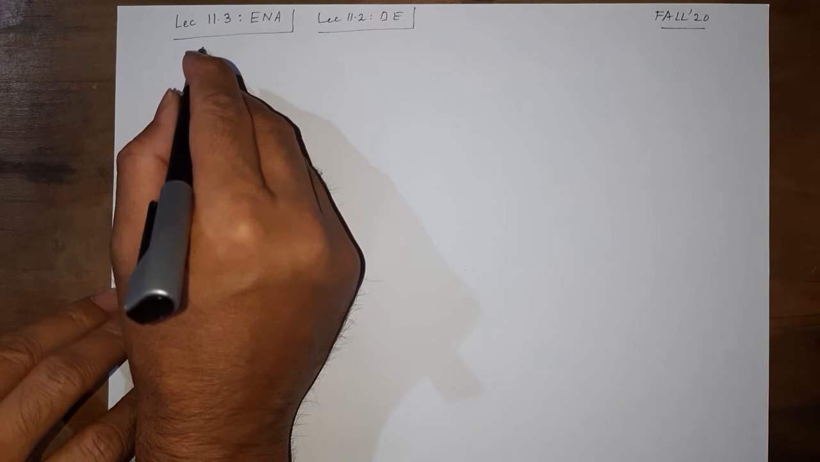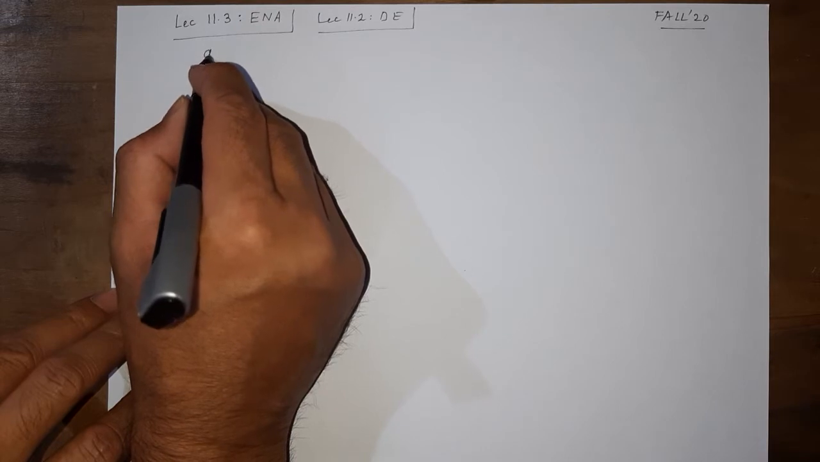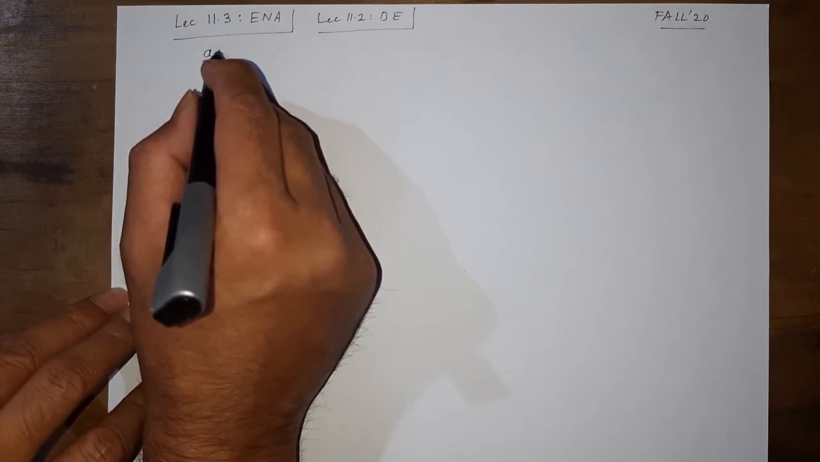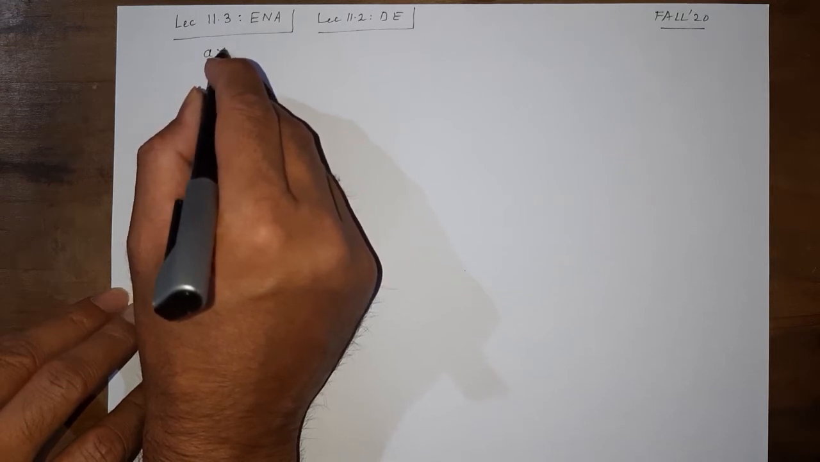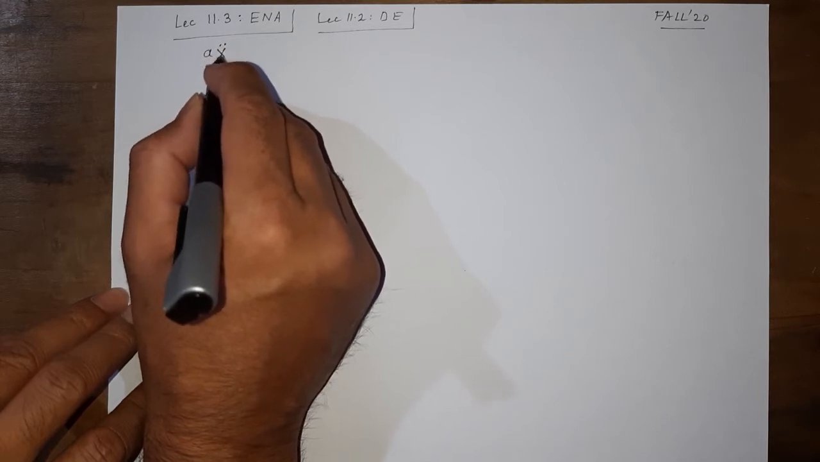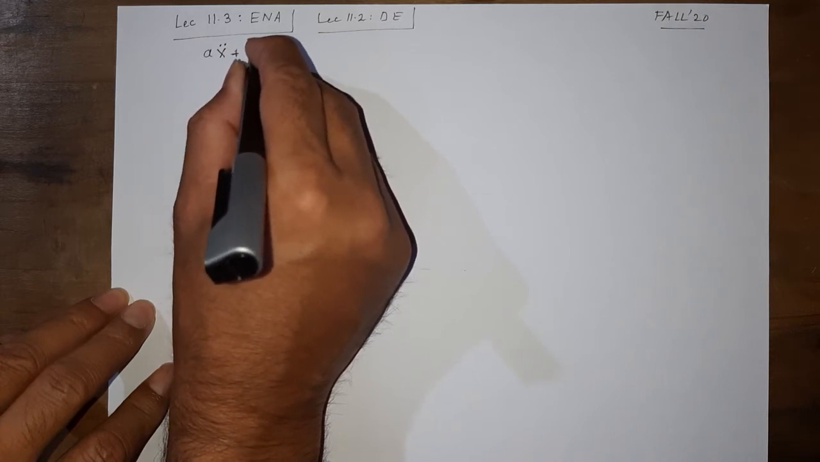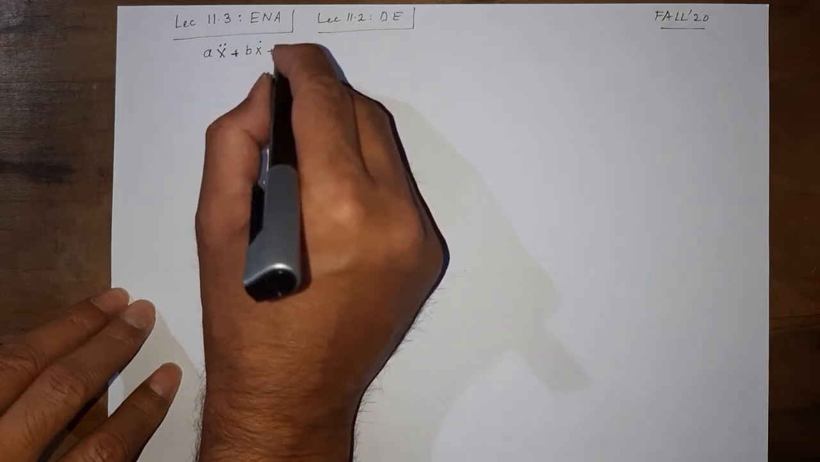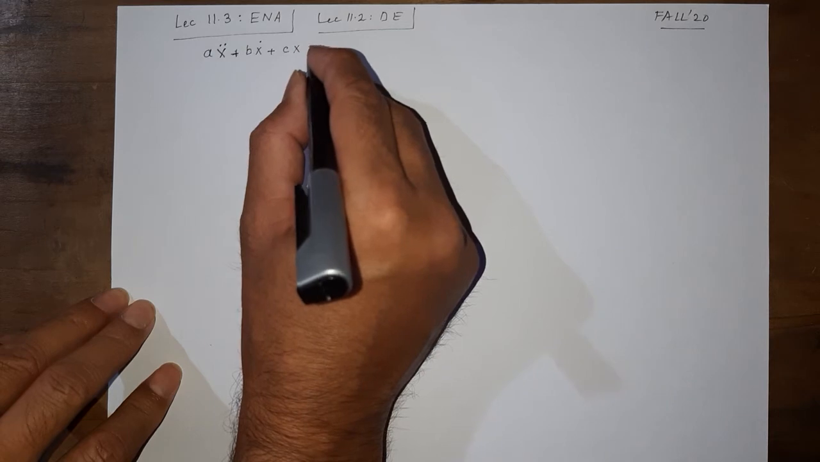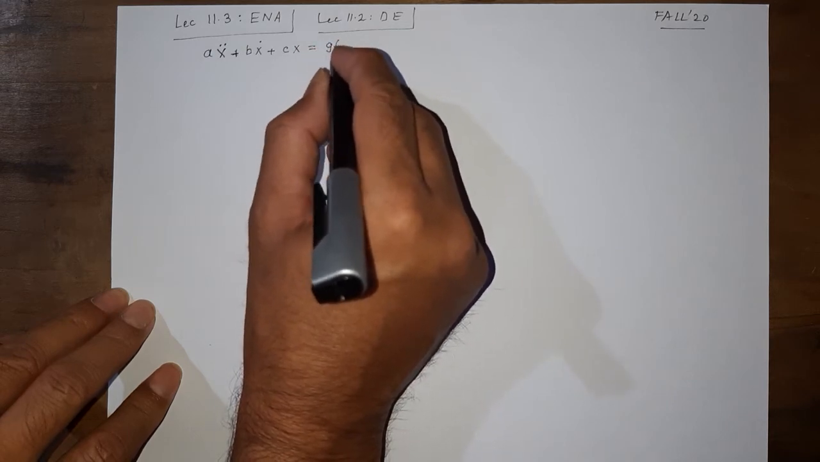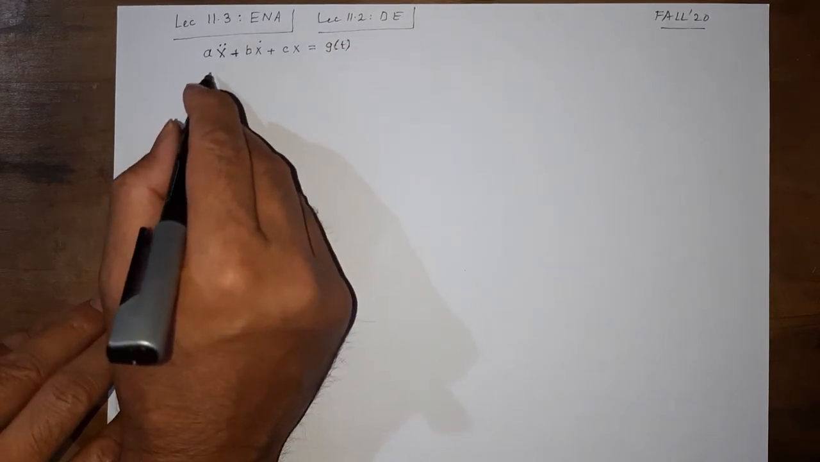Okay, so let us see how Laplace transform is going to help us solve a constant coefficient second order differential equation. So suppose we have such a second order differential equation, with these constant coefficients a, b, c, and an inhomogeneous term here, let us say it is a function of time.